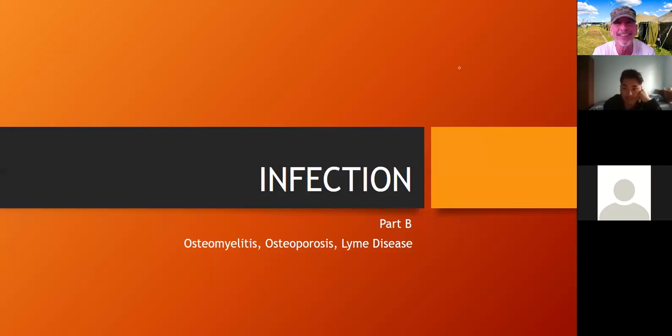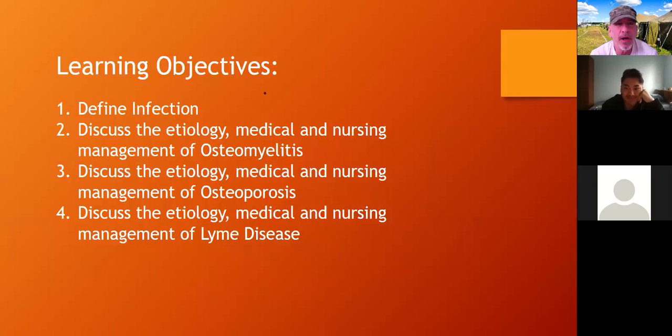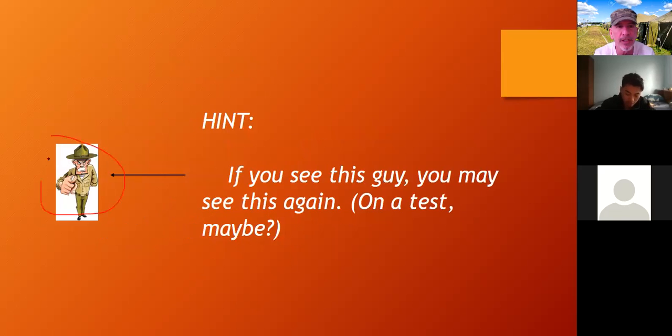I love the sound effects. We're going to talk about infection. There's my buddy again. Today, for the second part, we're going to switch from inflammation to infection. We will talk about the nursing concept of infection as it relates to the musculoskeletal system. We're going to talk about osteomyelitis, osteoporosis, and Lyme disease. Hint, if you see this guy, you might want to remember what we were talking about.